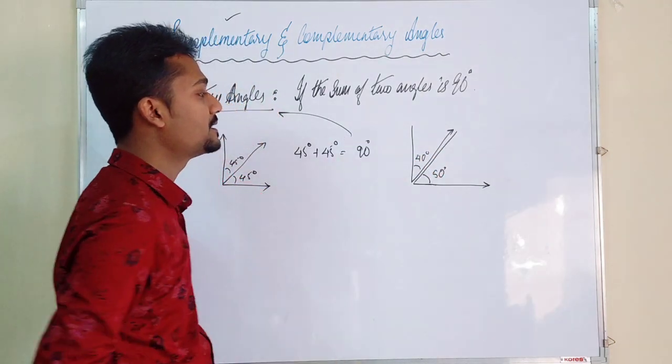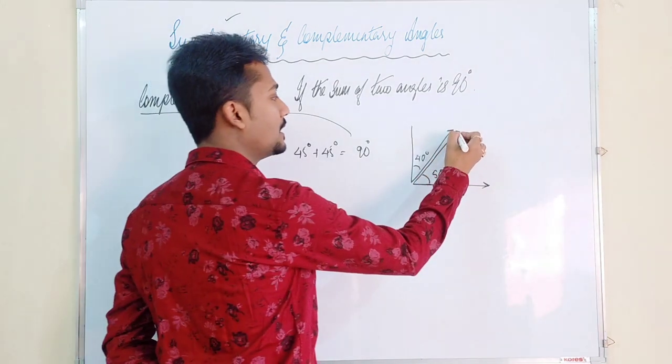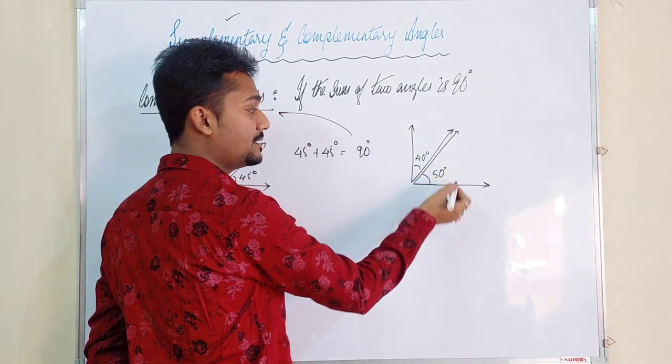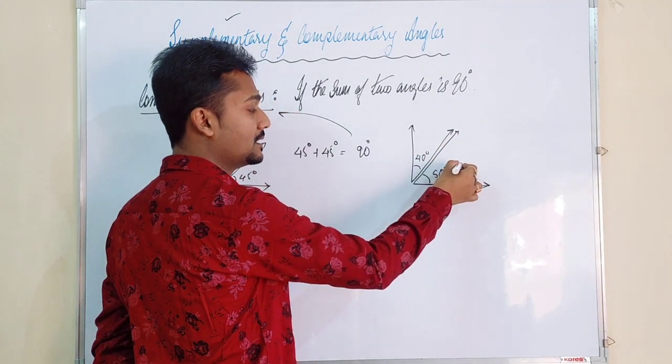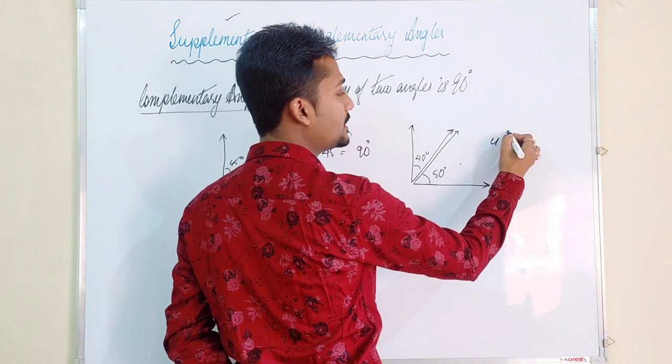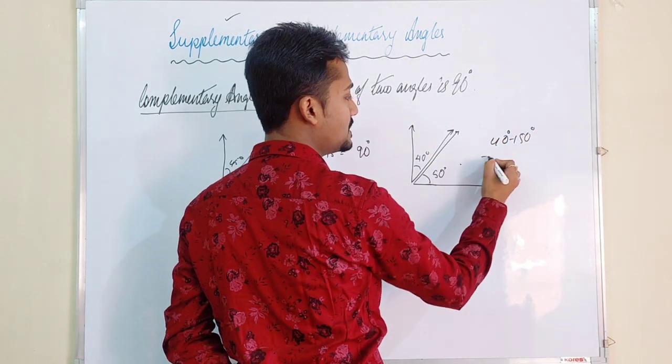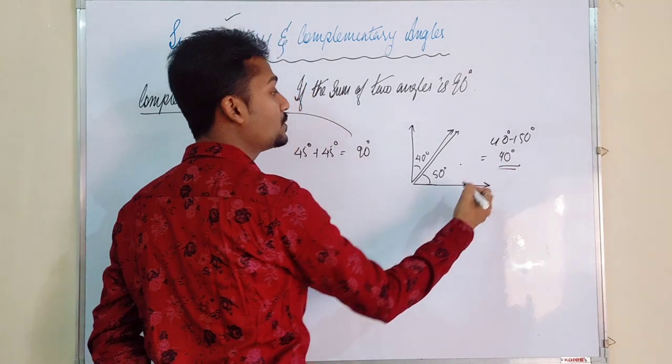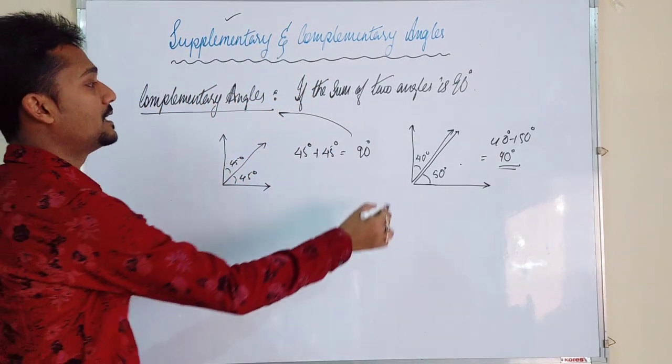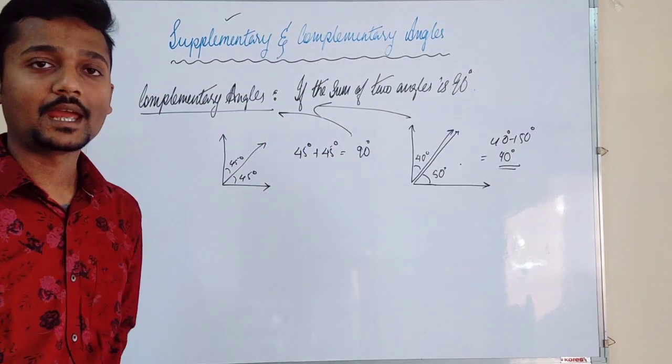This is 50 degree and this is 40 degree. They are not adjacent, isn't it? Both are separate angles. What is the sum total? 40 degree plus 50 degree is equal to 90 degree. Again the sum total is 90 degree. That means it is also complementary angle.